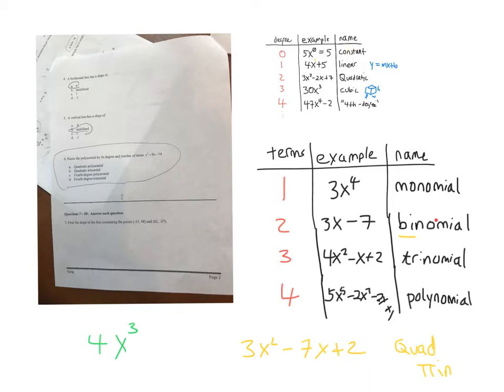Are you going to have to get a sense of these and memorize these? Unfortunately, yes. You're going to have to memorize these names here. All right. Hopefully that helps. Once again, x squared plus 9x minus 14. That is a quadratic trinomial.